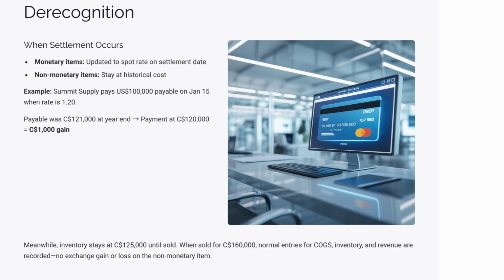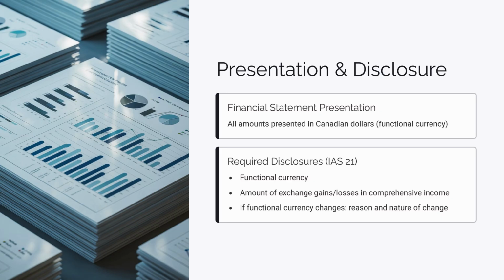Once the transactions are translated and recorded, the next question is, how do we show this in the financial statements? After translation, all amounts are presented in Canadian dollars in the financial statements. Under IAS 21, the entity must disclose its functional currency, the amount of exchange gains or losses in the statement of comprehensive income, and, if there's a change in functional currency, the reason and nature of that change. Simple but essential disclosures to keep users informed.